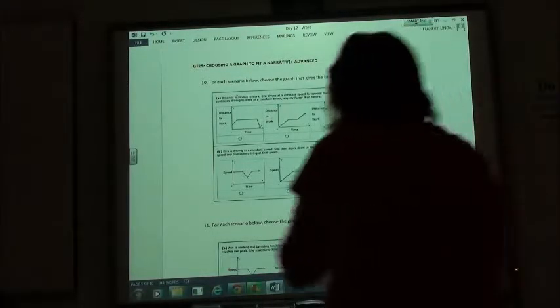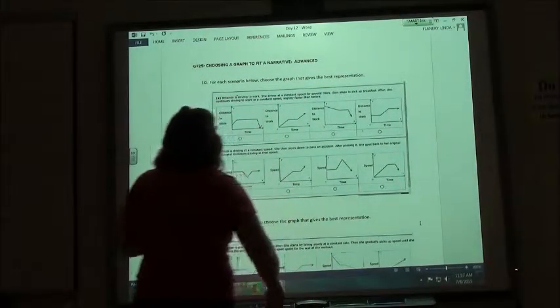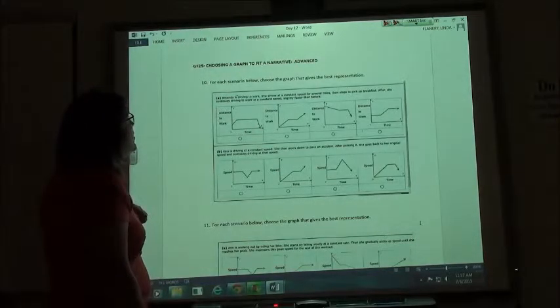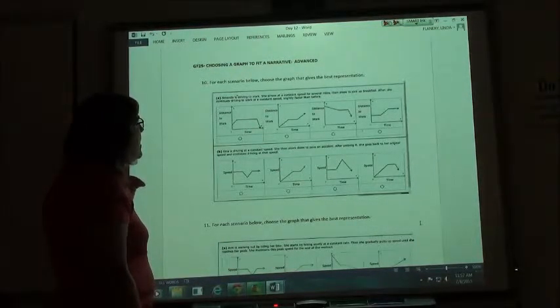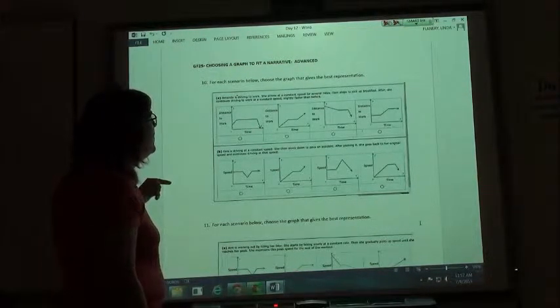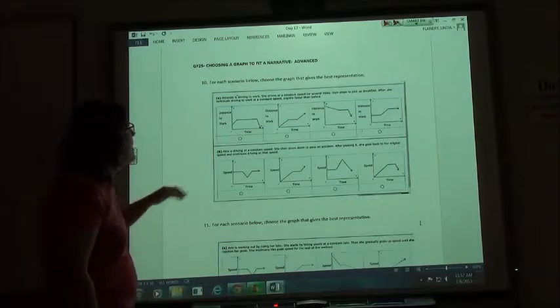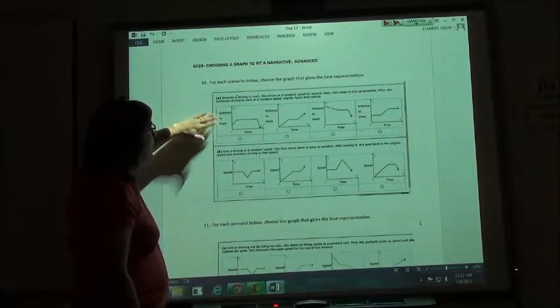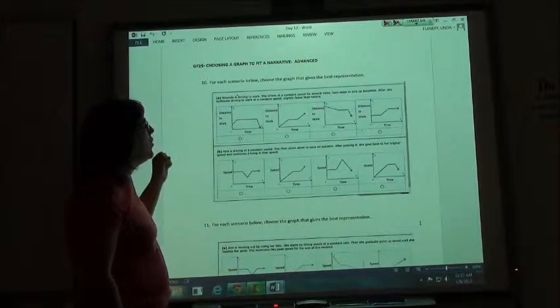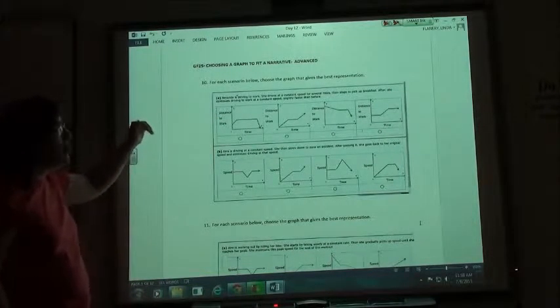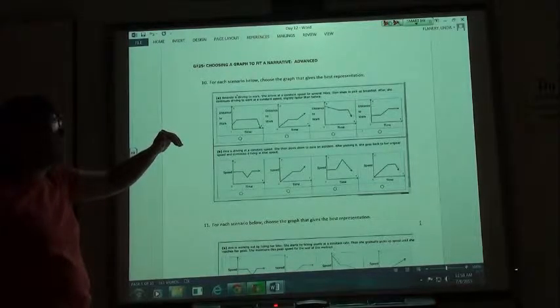So 10, 11, and 12, again, we're fitting the graph. It says Amanda is driving to work. She drives at a constant speed. She then stops to pick up breakfast, after which she continues driving to work at a constant speed. This is her distance to work. If she's driving to work, her distance is going to decrease as she drives.